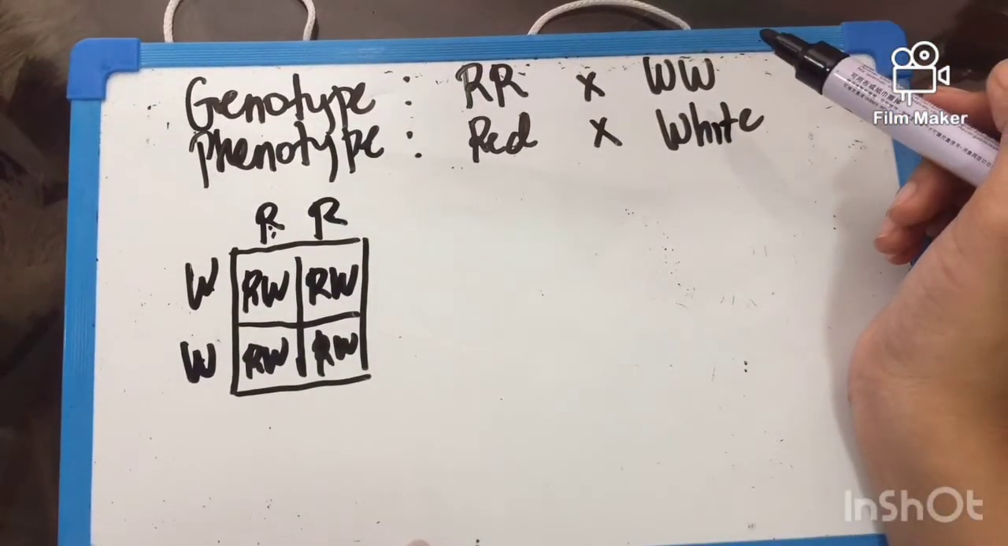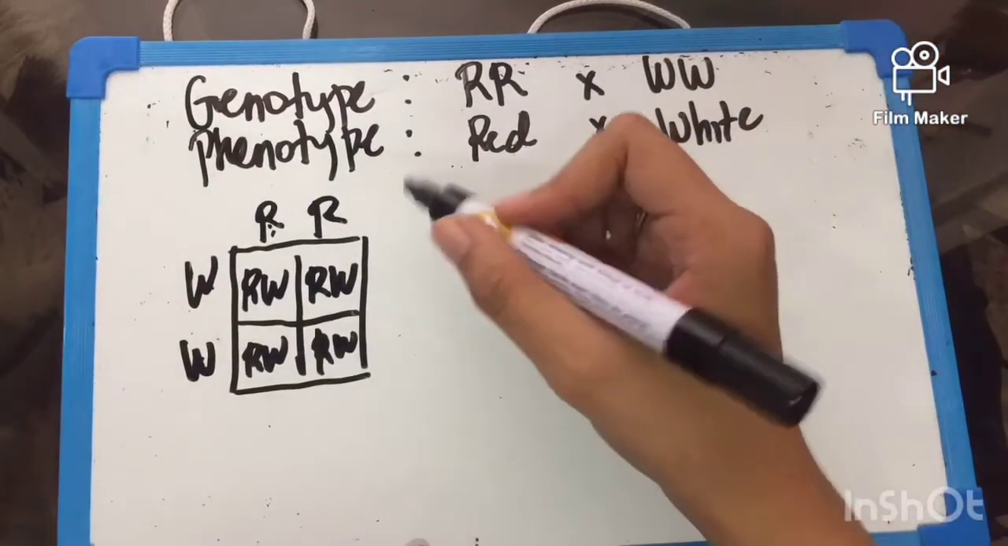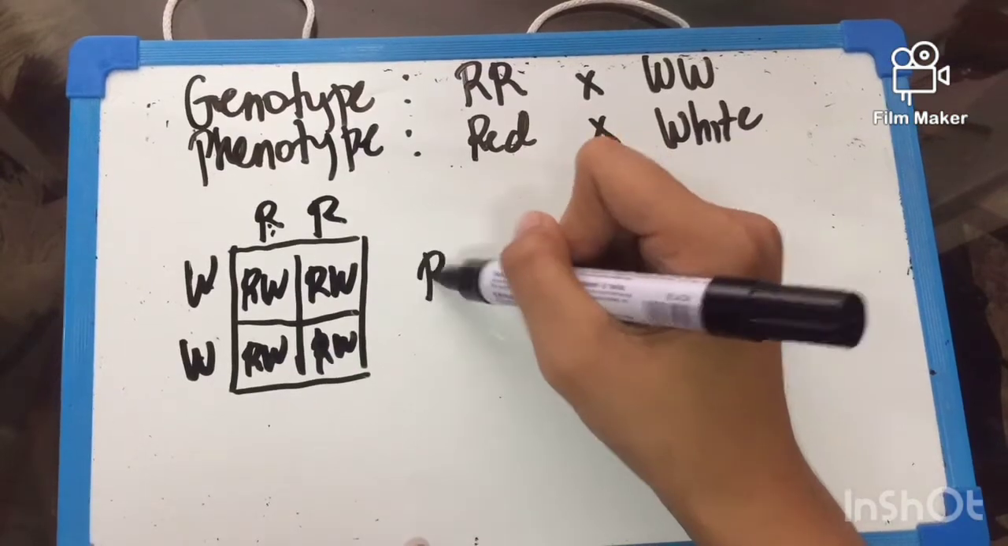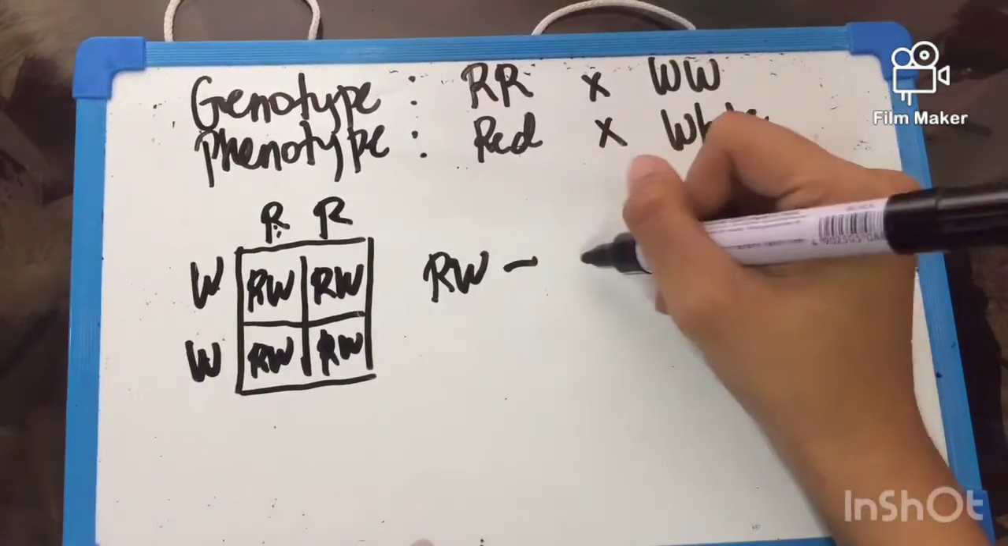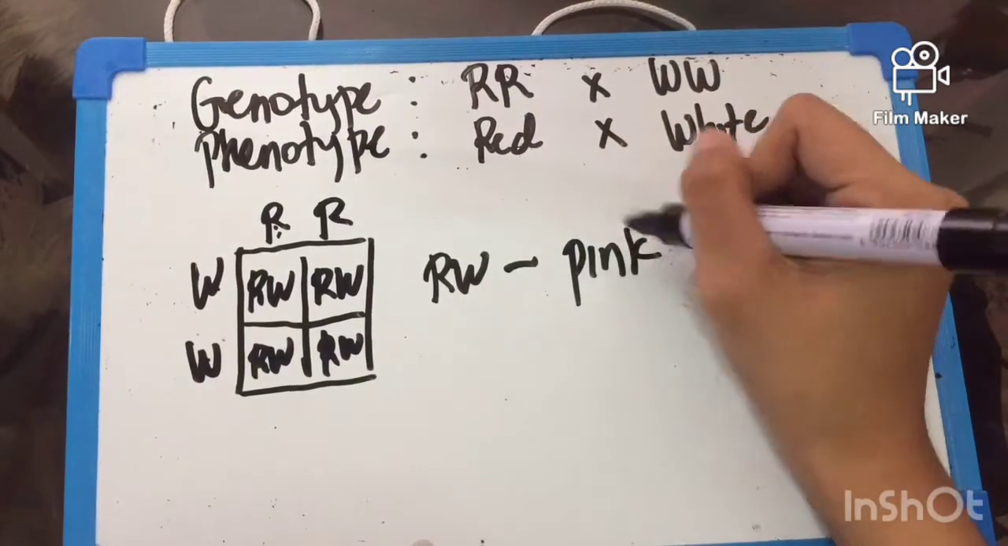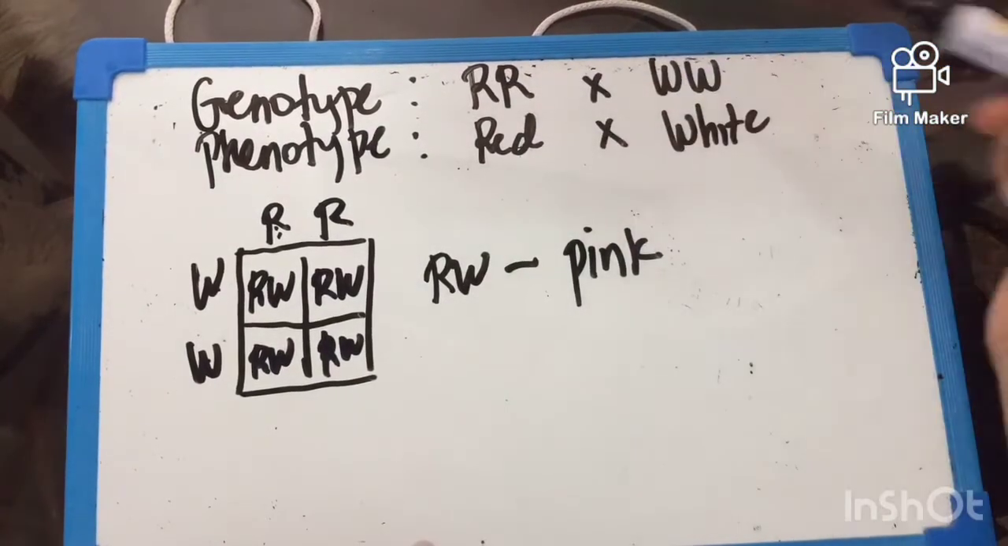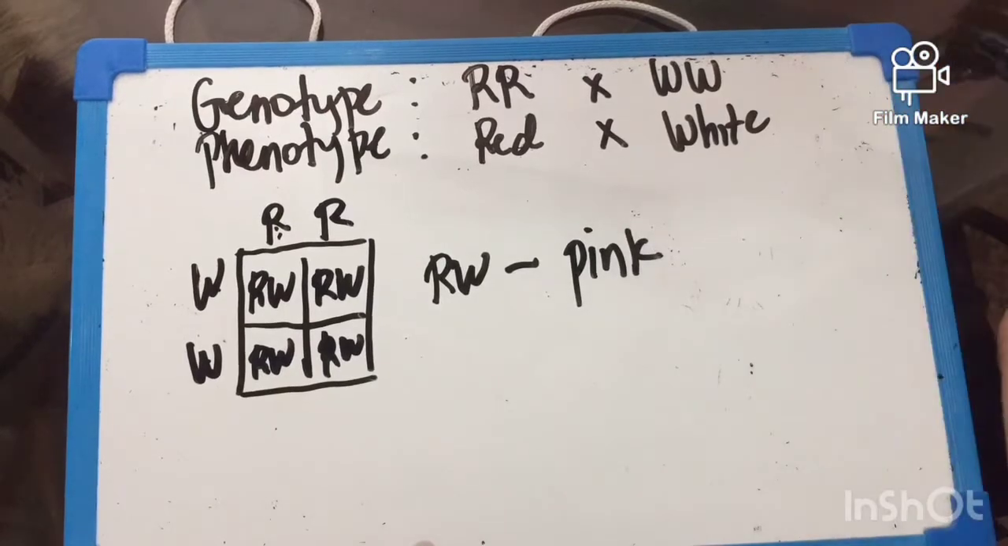So you notice, what are the possible offspring? All of the offspring are RW for genotype. In phenotype, that is pink. So all of the offspring between red and white are pink. So that is the first problem.